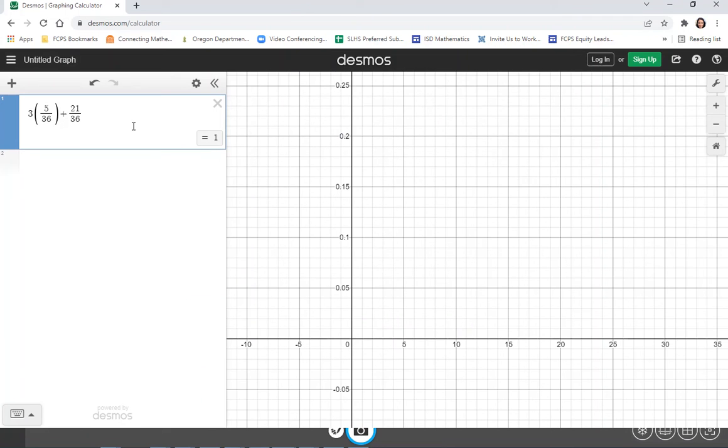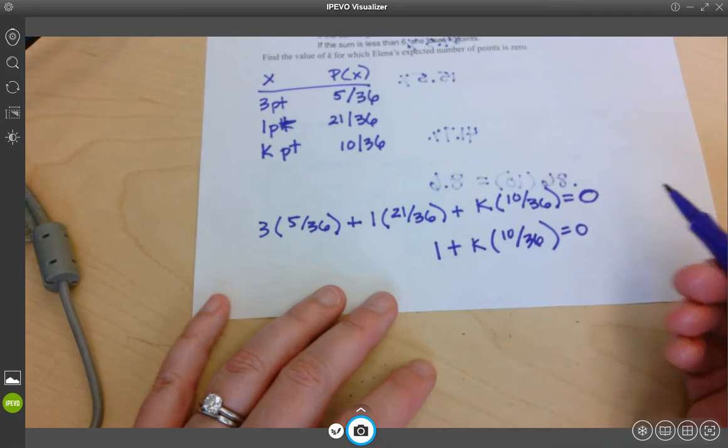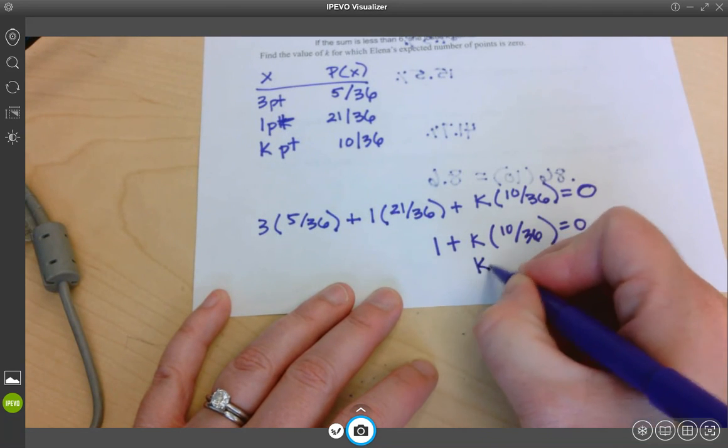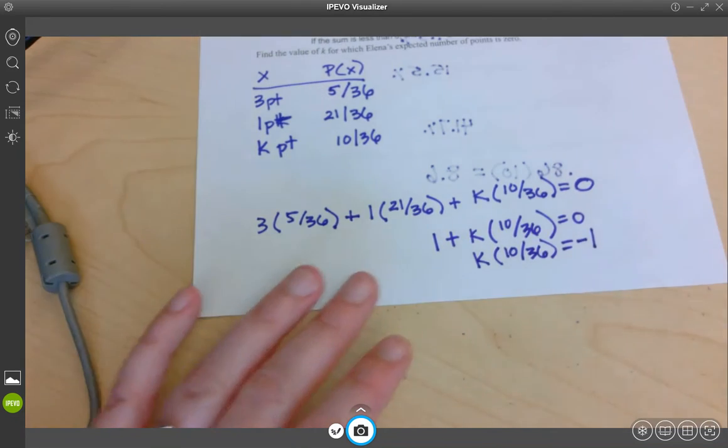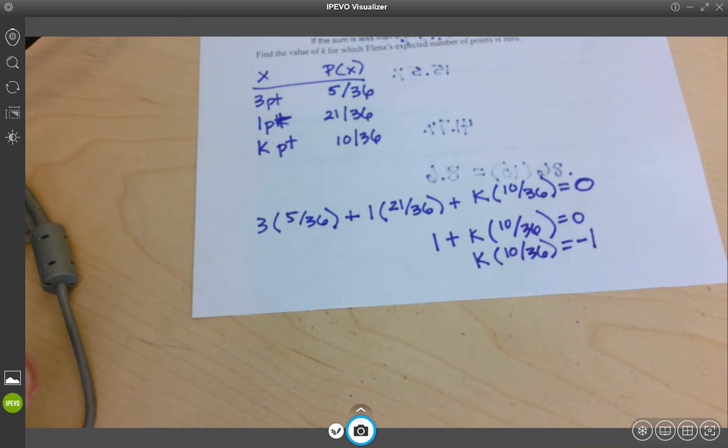Okay, so when I do this, I am seeing that if I add my first 2 together, I get 1. Anybody else find that? That was convenient. So I have 1 plus k times 10 over 36 equals 0. And I can subtract 1 from both sides so that I'm trying to isolate the k. So I get negative 1. And this is just a little bit of algebra. If I have k times 10 over 36 equals negative 1, what is one strategy for isolating that k? I could divide by 10 over 36.